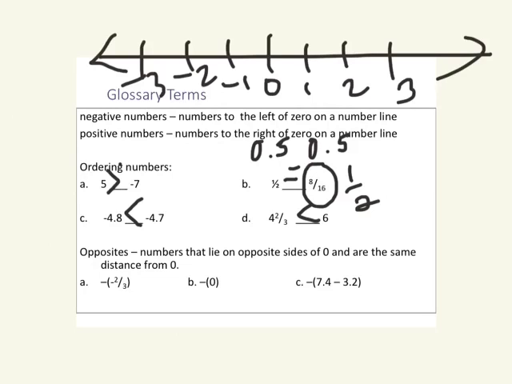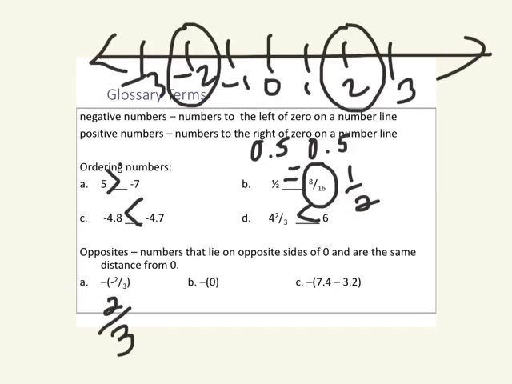Now when we're talking about opposites, opposites are numbers that lie on the opposite side of 0 and are the same distance from 0. So for example, the number 2, its opposite, is a negative 2 because they're both 2 units away from 0 on the number line. Well, in this problem here, we're asked to simplify. What's the opposite of a negative 2/3? Well, that'd be a positive 2/3.